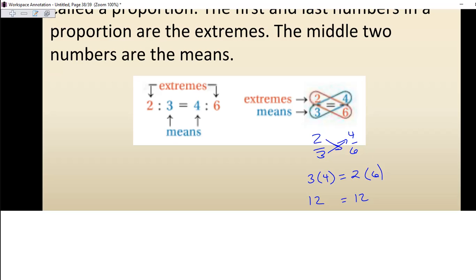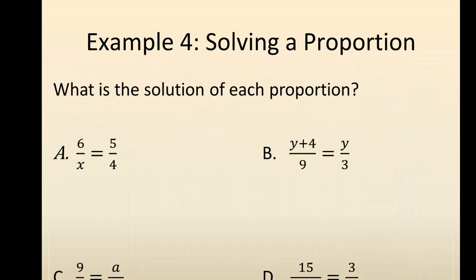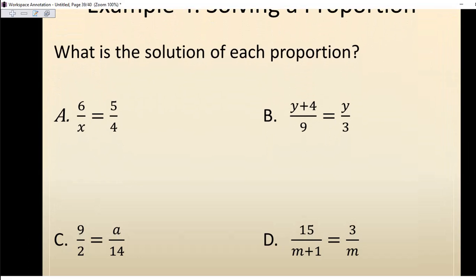So now let's take a look at how we're going to use these cross products to find a missing value. We have 4 examples here. We're going to look at the first 2 together, and you're going to do the second 2 on your own. 6 over x is equal to 5 over 4. So these two ratios are equal, so we're trying to figure out what we can put in for x that's going to give us the same ratio as 5 over 4.